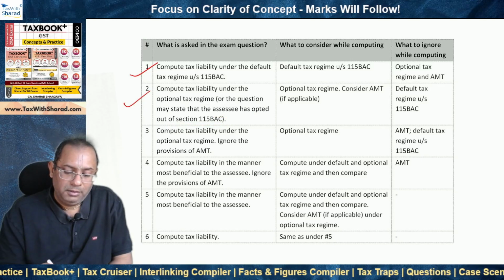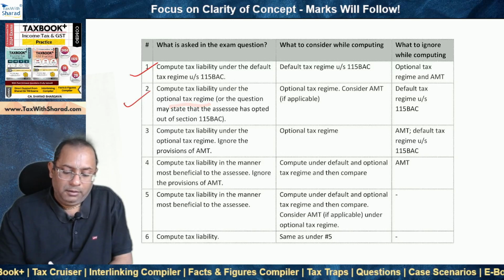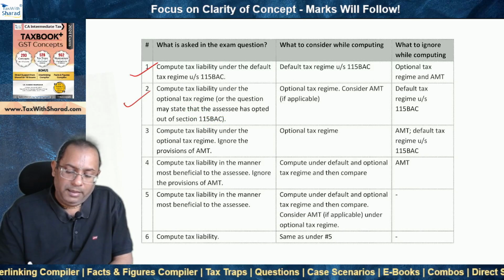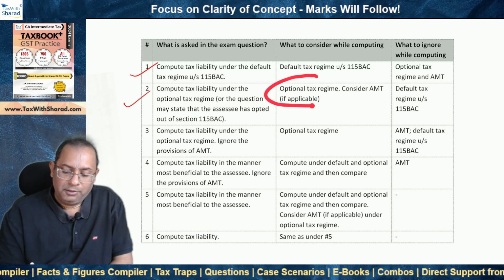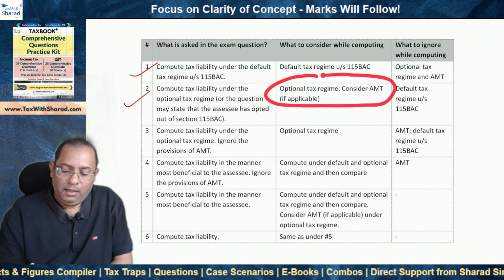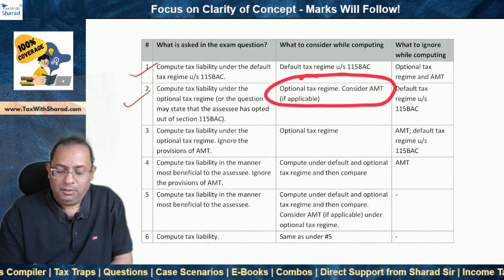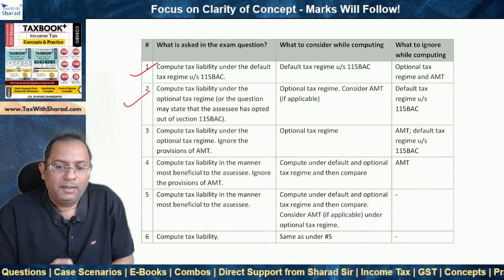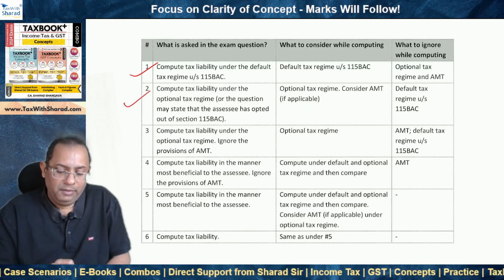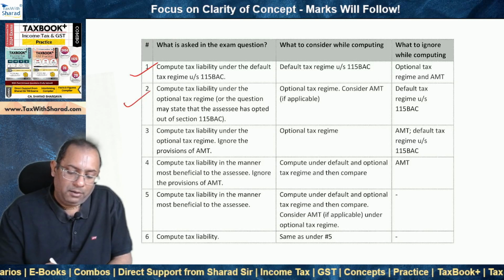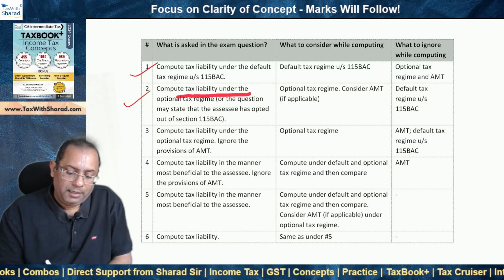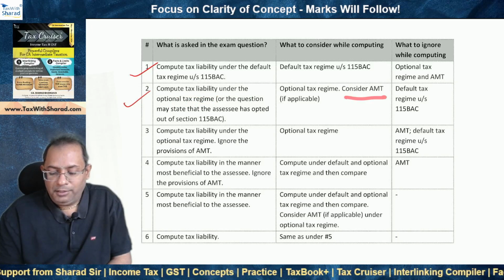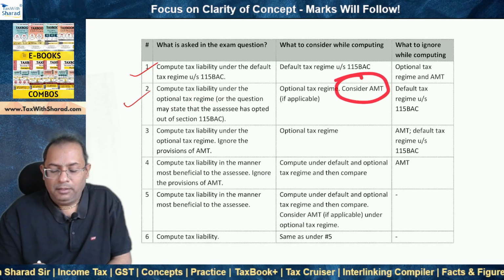In both these situations of the wording of the question, you should make the computation of total income and tax liability under the optional tax regime. And remember, when you are making the computation under the optional tax regime, you should also consider AMT if the conditions are satisfied, if AMT provisions apply. Why? Because you are simply asked to compute tax liability under the optional tax regime, and therefore by implication, you are also required to consider AMT provisions.